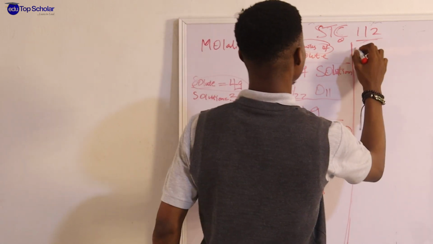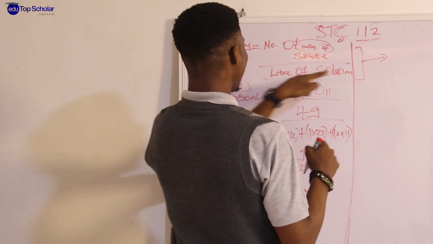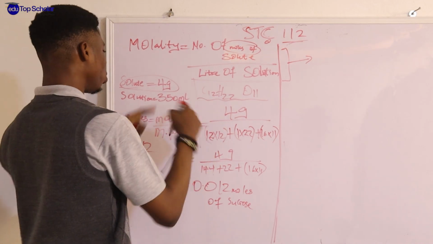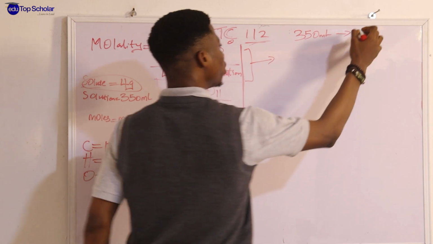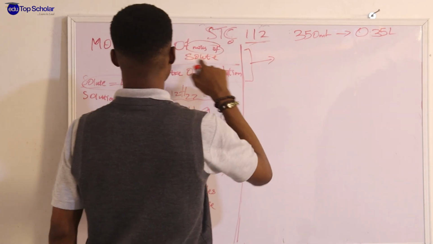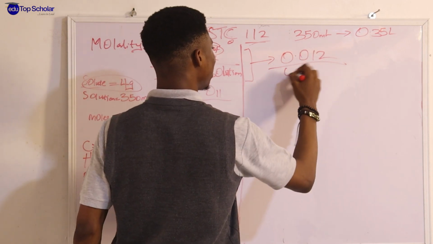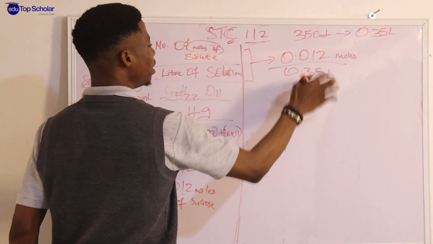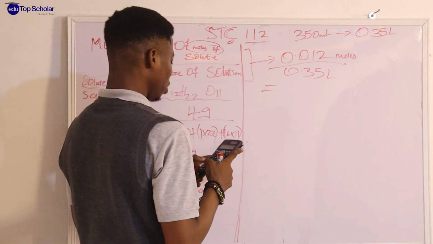So now for this, we already have the number of moles. Now we need the liter of solution, but don't forget that for the solution we are given milliliters, so we need to convert to liters. To convert 350 milliliters to liters, you have 0.35 liter. So now to calculate our molality, we have 0.012 moles divided by 0.35 liter. So moles per liter. So our answer there will be divided by 0.35.